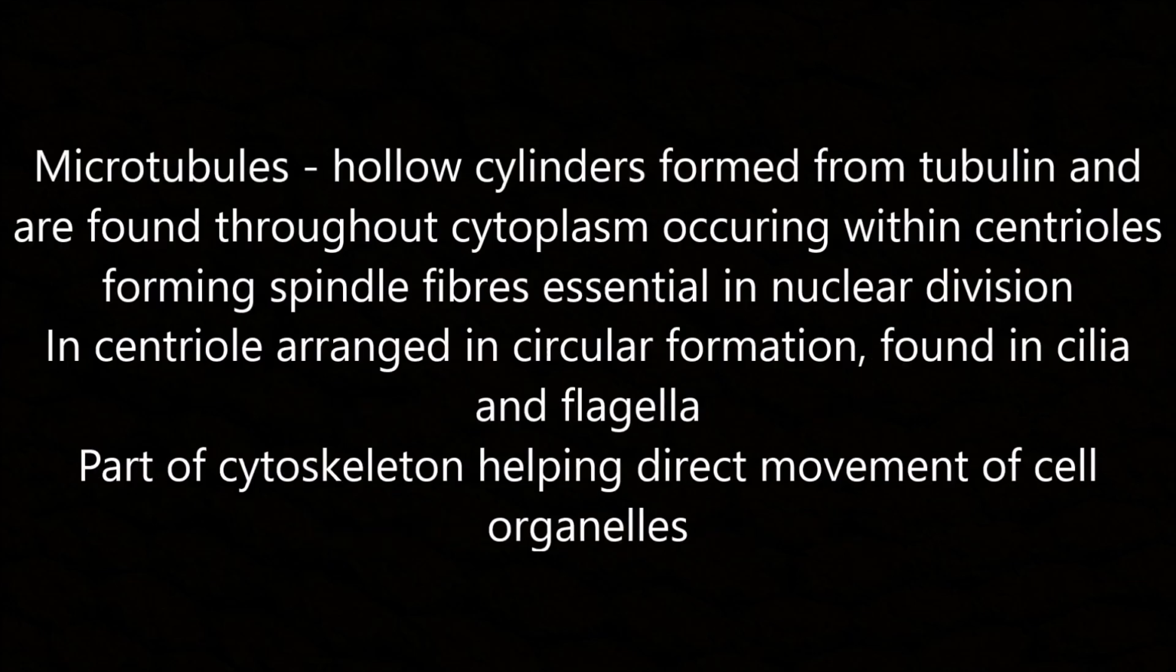Microtubules are hollow cylinders formed from tubulin and are found throughout the cytoplasm, occurring within centrioles, and forming spindle fibers, which are essential in nuclear division. In the centriole, they are in a circular formation, and they are also found in the cilia and flagella. They're part of the cytoskeleton, helping direct the movement of cell organelles.